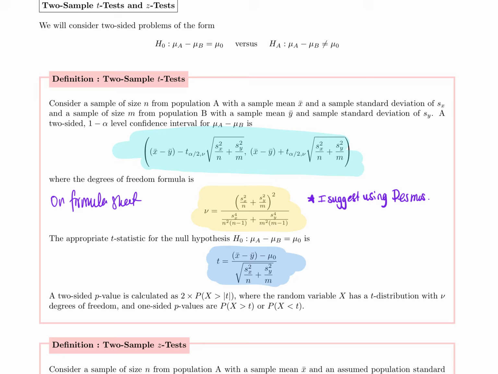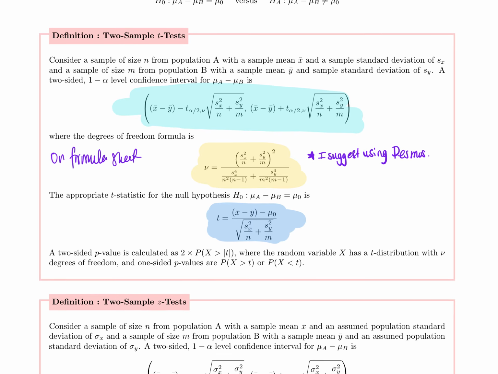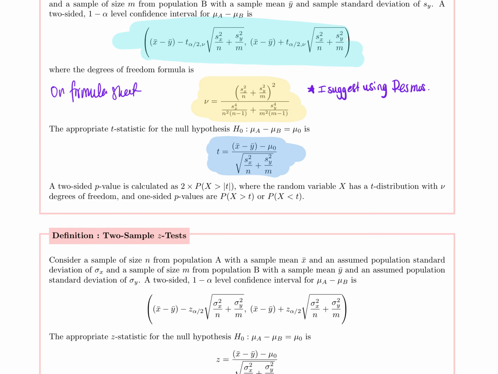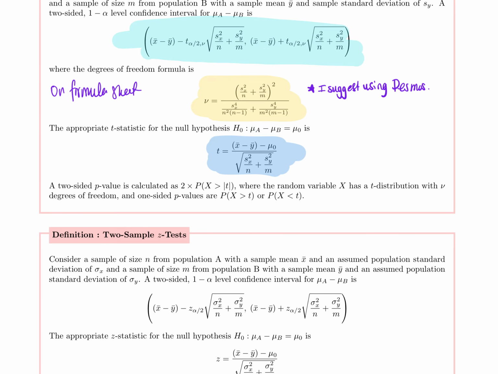So none of that should feel terribly new because it's kind of what we've already been doing. How does this change now if we only need to worry about z? Well, the degrees of freedom goes out the window. We don't have to worry about it because we're dealing with a normal distribution.